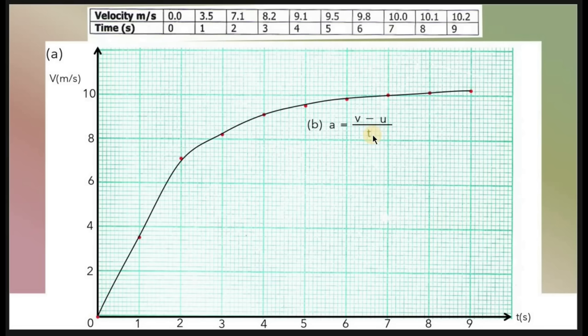Since this appears to be a straight line, you can just pick your initial velocity as 0. Or you could also have picked it from the initial velocity here. But this appears to be a straight line, so your initial velocity will be 0. Your final velocity is where it is at 2 seconds. So acceleration is equal to 7.1 minus 0 over the time taken, which is 2. When you divide this, you'll get 3.5 meters per second squared as your acceleration.